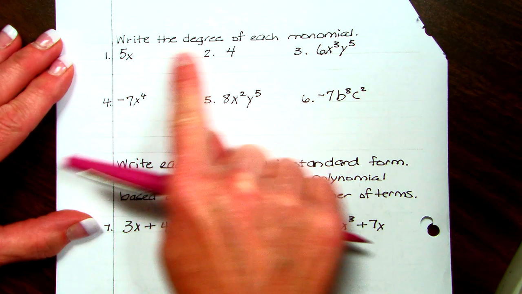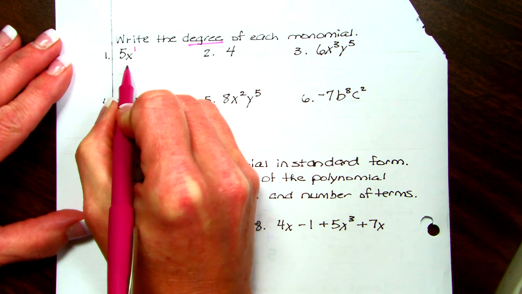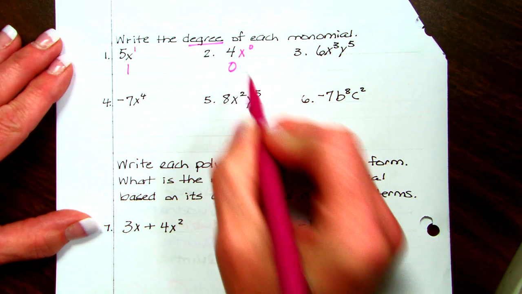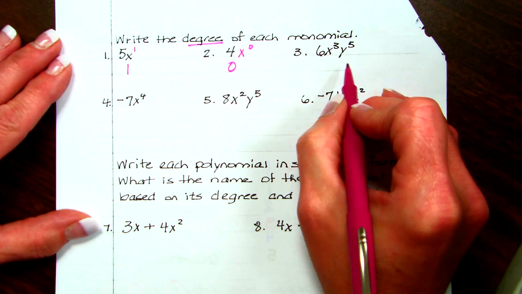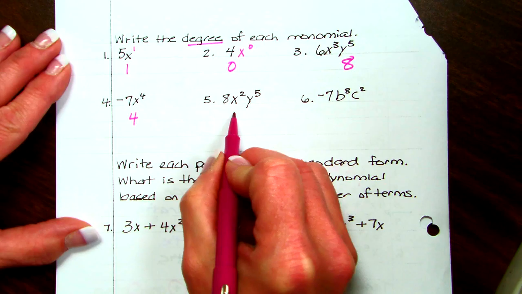All right, so we'll do a few examples. Here are some monomials, and we just want to find the degree. So the highest exponent, that would be 1. Remember, that has an x to the 0 we don't see, so the degree is 0. When you have multiple variables and multiple exponents in a single term, you add those together, you would get 8 for the degree. The degree here would be 4, here would be 7, and here would be 10.